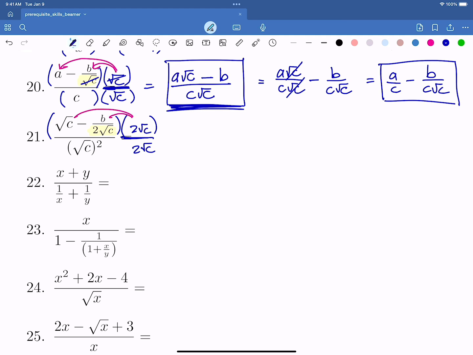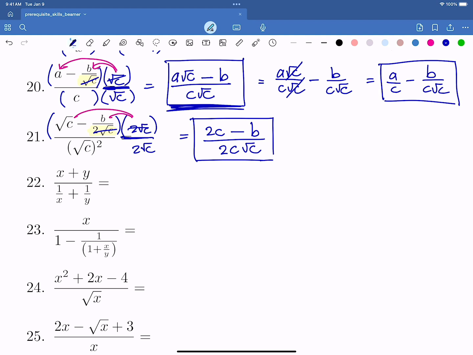Root c times 2 root c is 2c. Then I'm multiplying b over 2 root c times 2 root c, so that gets rid of that. It's just b. In the denominator, root c squared is c, so 2c root c. I will leave it like so.